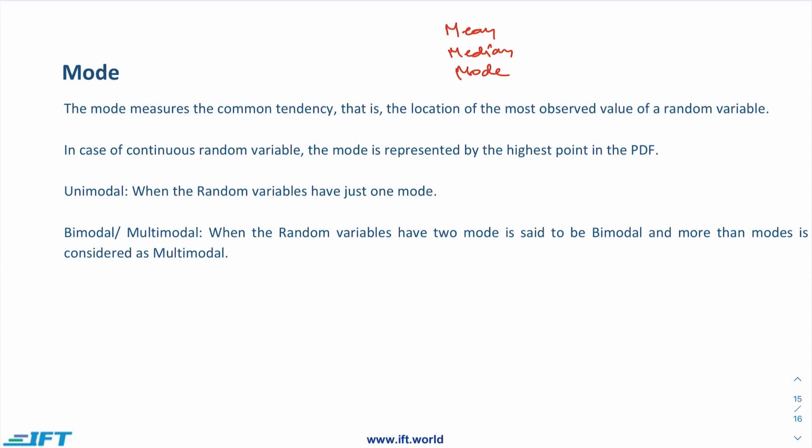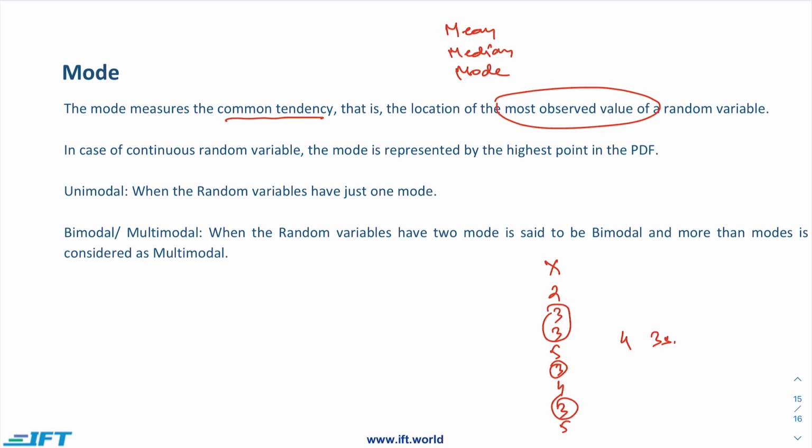The mode measures the central tendency, that is the location of the most observed value of a random variable. If we have a distribution x with the values 2, 3, 3, 5, 3, 4, 3, 5, here we have 1, 2, 3, 4 threes, which is the most common value in this series. So the mode of this series would be 3. If we plot this graph, we will have 3 here. The mode would always be the topmost value or topmost histogram bar for the distribution.